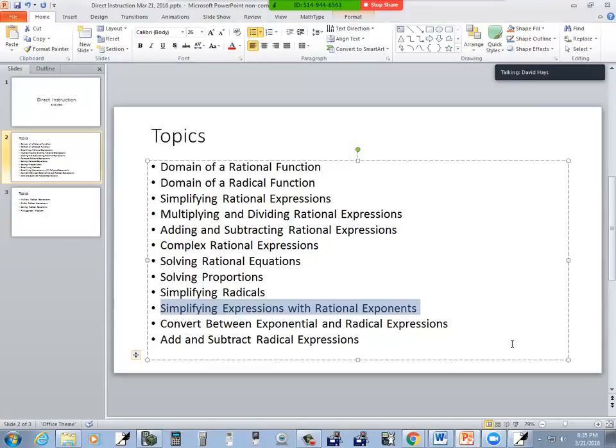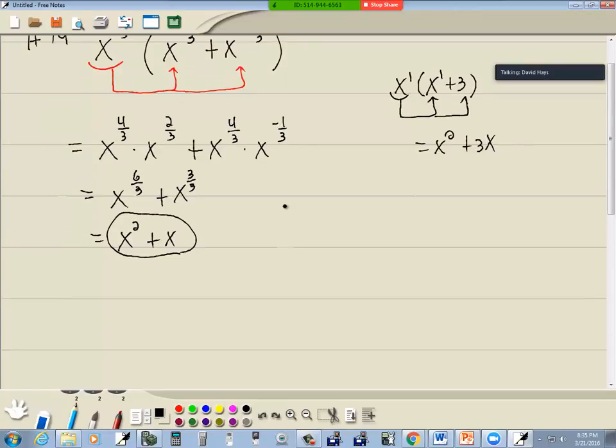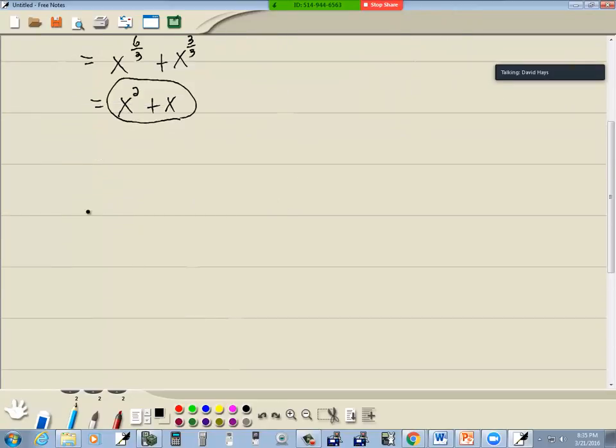Now, if we look at converting between exponential and radical expressions, I said we would make the connection between these fractional powers and our radicals. If we have the square root of x, for example, if I were to put a power on here, this is like x to the first. You can always put a first power here. And if I were to put the index in here, that would be 2. I can rewrite this in fractional power form. This would be x to the 1/2 power.